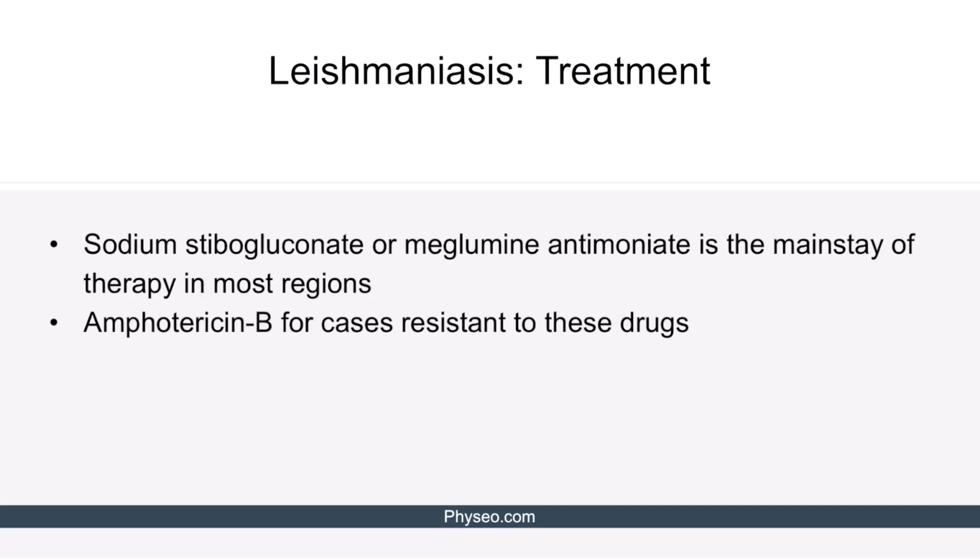So once you've diagnosed it, how do you treat it? Well, Leishmaniasis is treated using sodium stibogluconate or meglumine antimoniate, which is the mainstay of therapy for most regions. And in case there's a resistance to those drugs, then you can use amphotericin B.